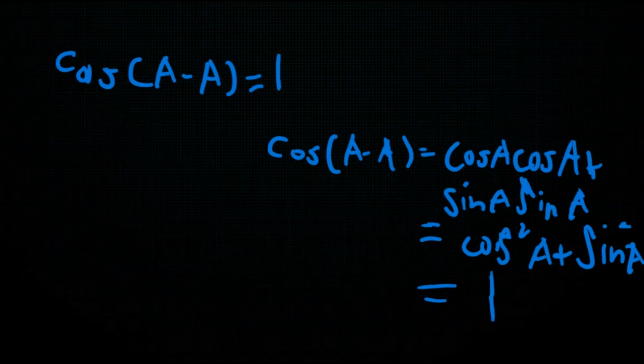And another way to do this is knowing that cos(a − a), or any variable subtracted by itself, will be 0, and cos 0 is always equal to 1. So here is our answer, and we've proven this equation.